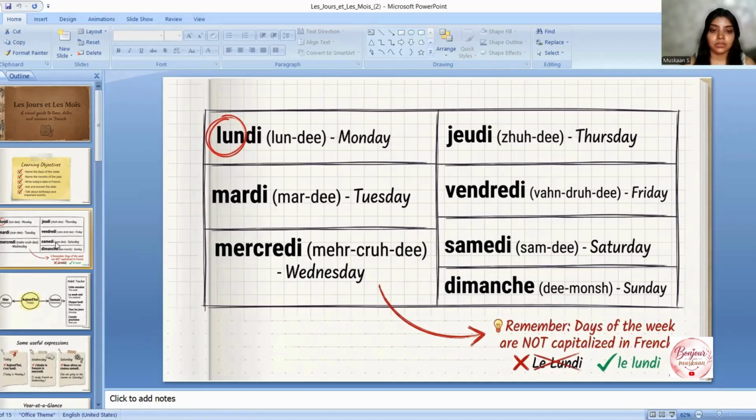Now I hope that you don't have any problem pronouncing these. Be sure. And also remember that there is no capitalization in days of the week. So days of the week are not capitalized in French. Like I have written here, it is not le lundi with a capital letter, it is le lundi with small letters. So that's how you will be writing days of the week.